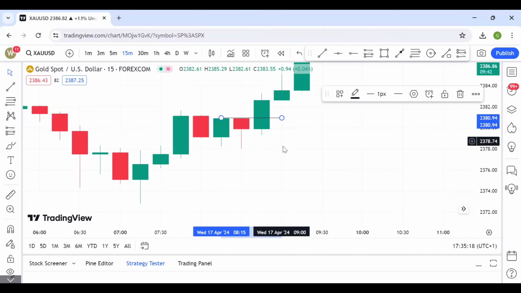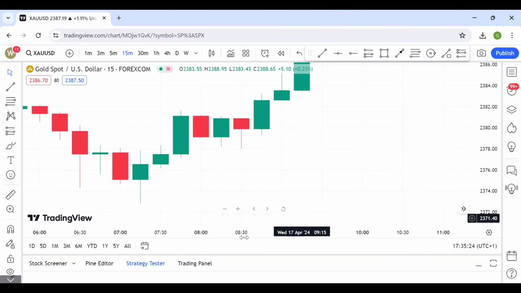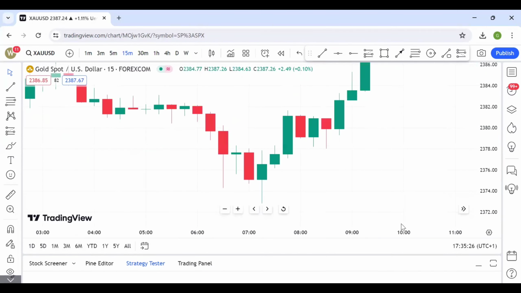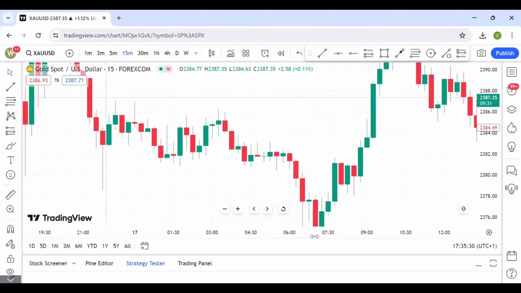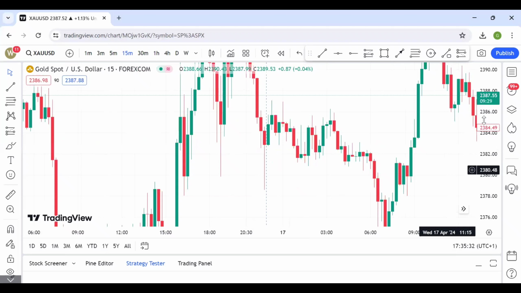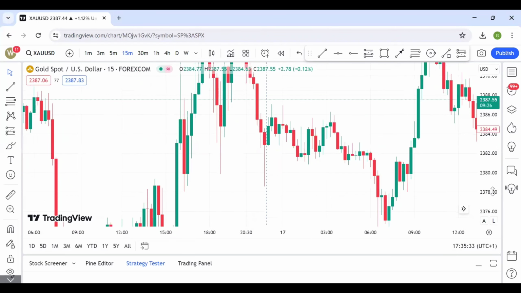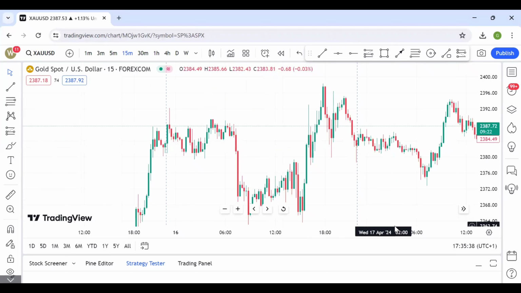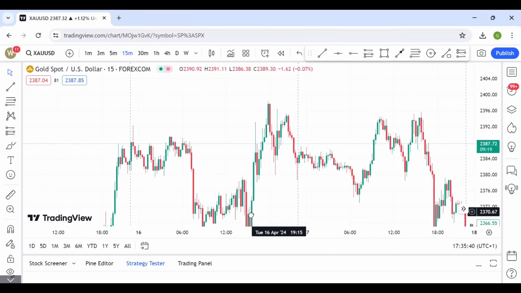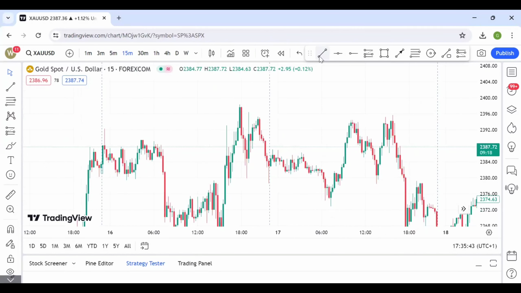Now, let me shrink the chart a little bit. Okay, let me pause so that we'll get a wider view of it. Very good. Now, let me draw my trend line.